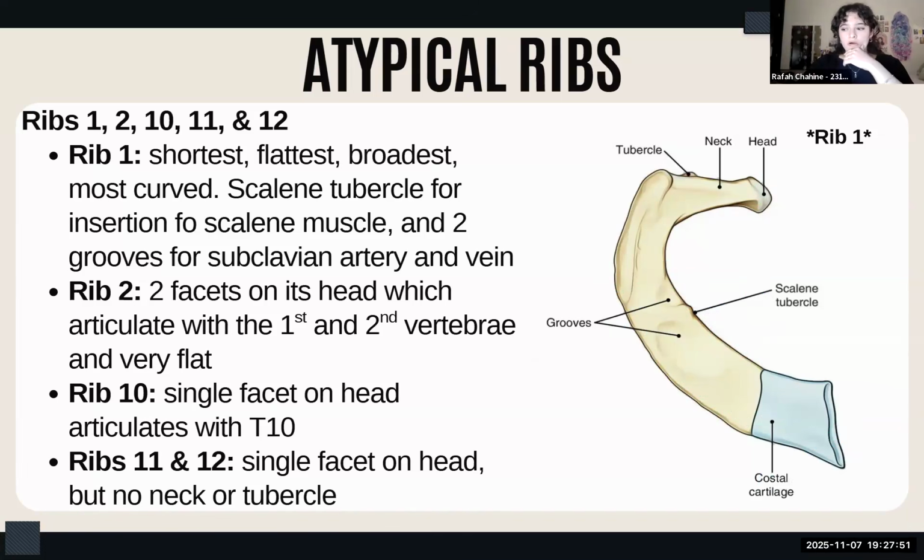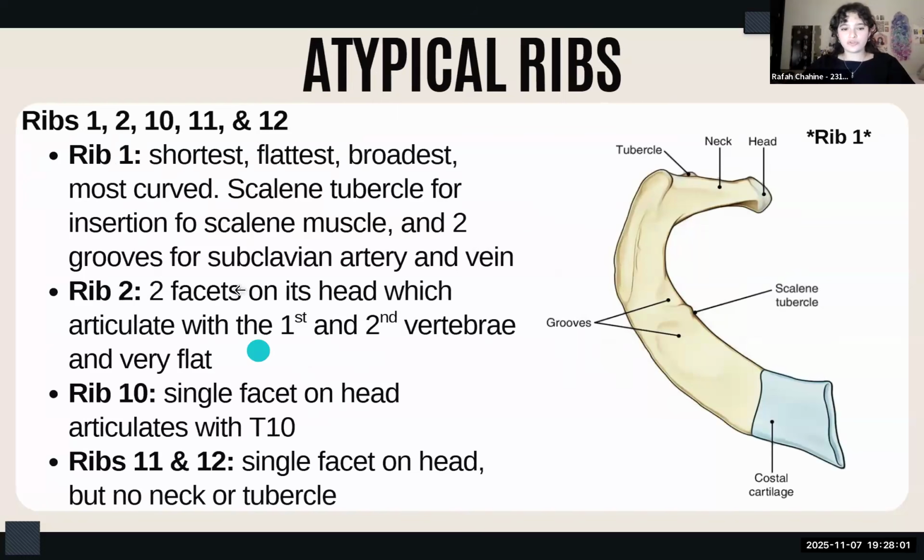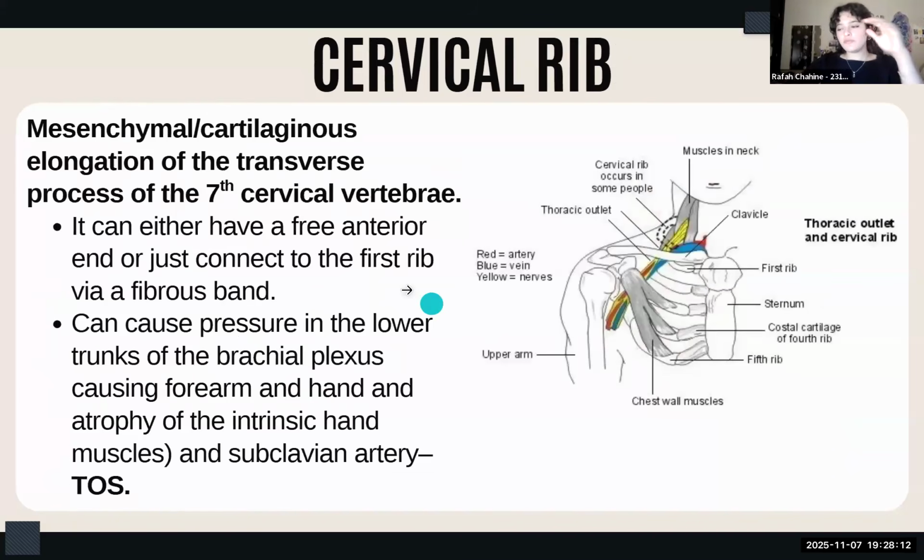Awesome. Are atypical ribs clear though? Awesome. Now we move on to the cervical rib. Remember how I told you two facets is normal? You're talking about rib number two. Two facets is normal, but again, the shape of the rib itself is weird. It's flat. It's flatter. You feel me? Now we move on to the cervical rib.